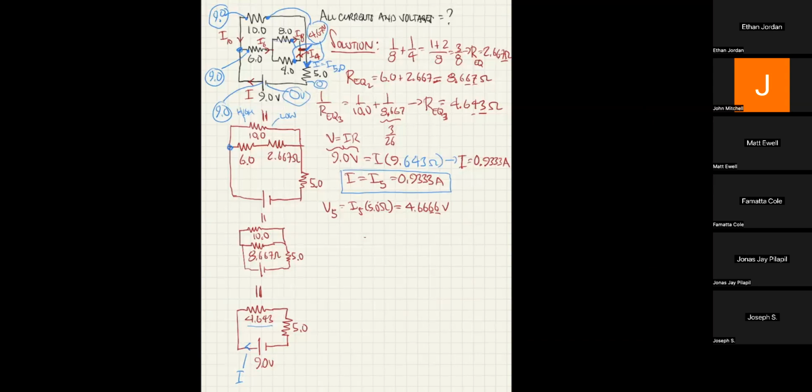I've now gotten a couple different things. In fact, I now know that the voltage across the 10 ohm resistor, V10, is actually equal to 9.0 volts minus 4.6667 or whatever volts. So if I do 9 minus that, I get 4.33. Like, duh.